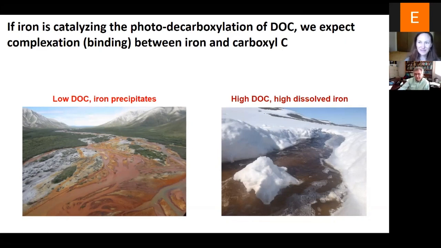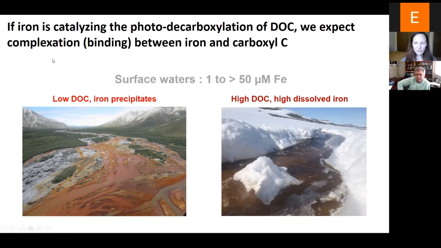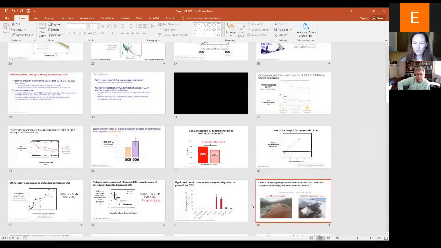I have also a question. How well do we know the flux of iron in the Arctic rivers, and what controls that? And the second question was, when you say permafrost DOC, what depth does that come from? Because soil profiles can be quite complex.